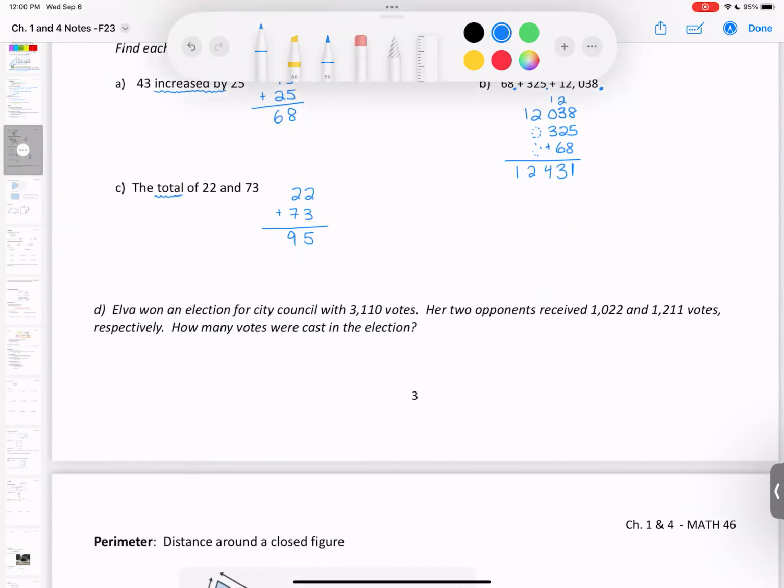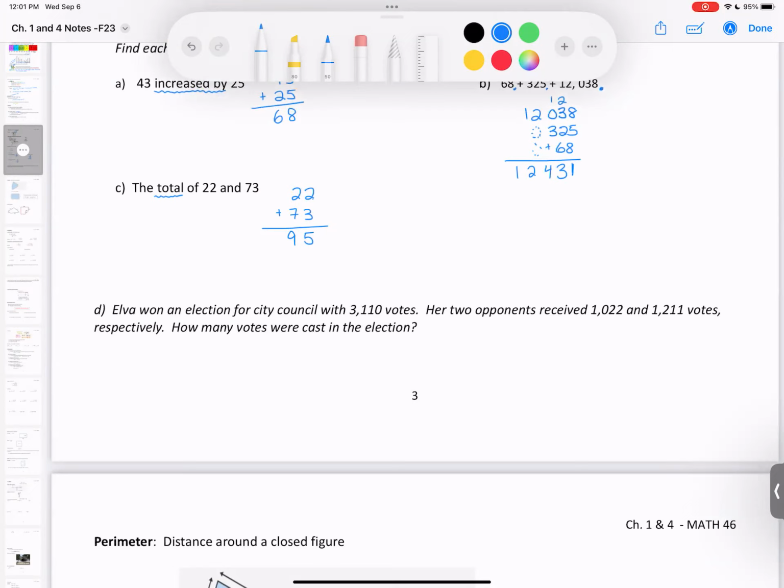Okay. Now we've got a word problem. So with word problems, I recommend reading them and then reading them again. It's also a good idea to underline what the question is. So pause this video, read it over a couple times, and then underline what you're trying to figure out here. Okay, let's do this one together now.